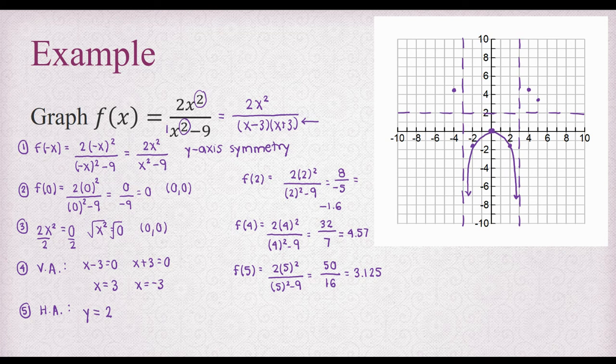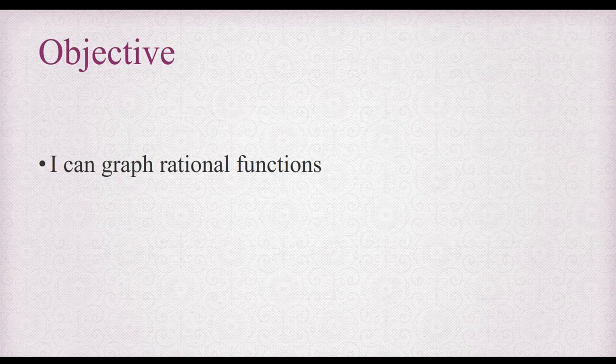So notice that I could connect those points, and it's going to be getting closer and closer to each of those vertical asymptotes. That means that at negative 5, we're going to be at 3.125. So same idea, I'm going to connect those. It's going to be curving on either side, getting closer and closer to the vertical asymptotes. So there would be my graph. Okay, so that's us graphing rational functions.